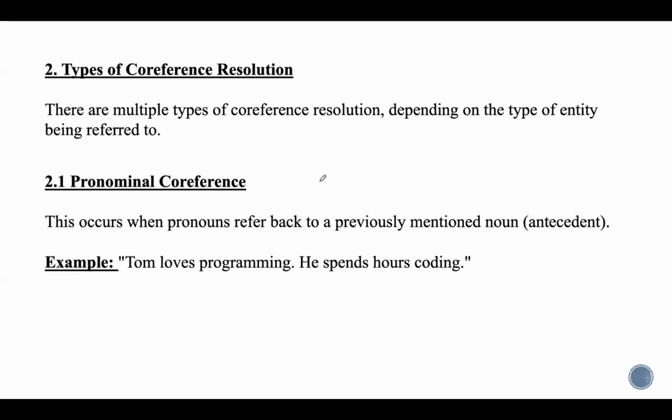Types of coreference resolution. Coreference resolution involves identifying different types of references in a text. The first one is pronominal coreference. It resolves pronouns to their antecedents. Example: Tom loves programming, he spends hours coding. So here this word "he" refers to Tom.